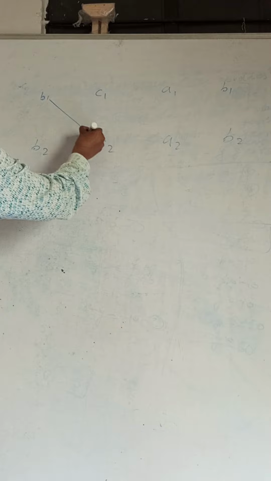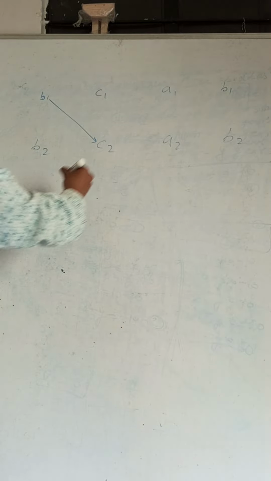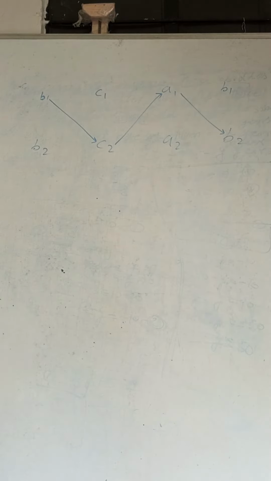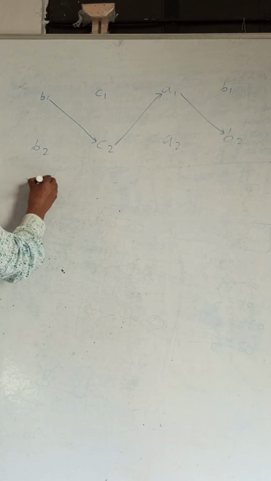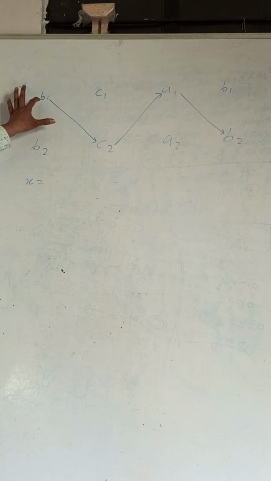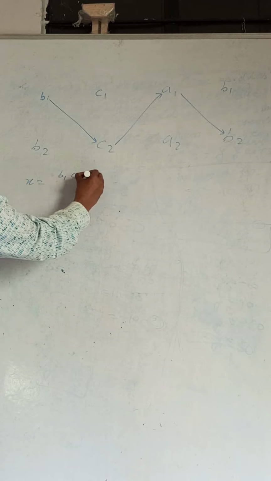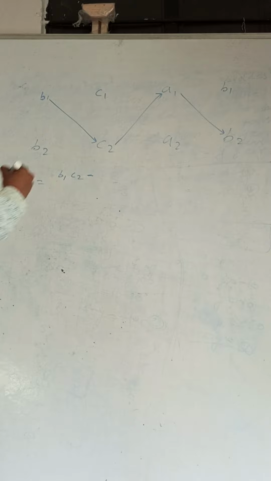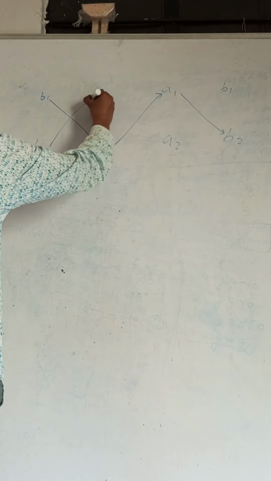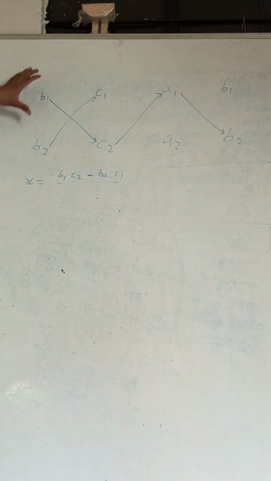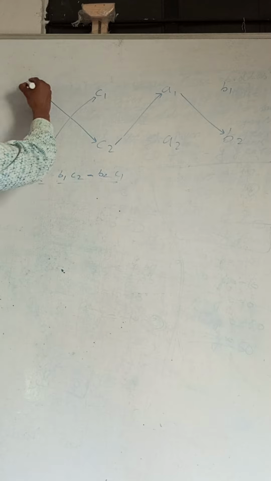Now, how to cross multiply it? Cross multiply means up to down. This we multiply first, this one, then here we multiply, then here we multiply. So first, what do we get? X is equal to what we got: B1 C2 minus, the opposite will come now, B2 C1. This much we see first.